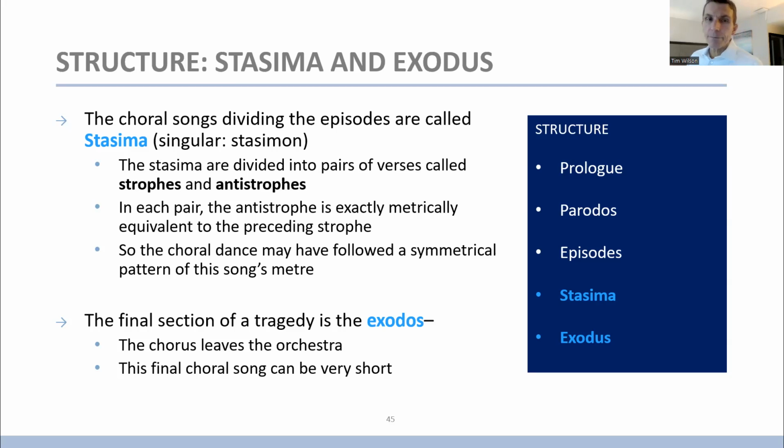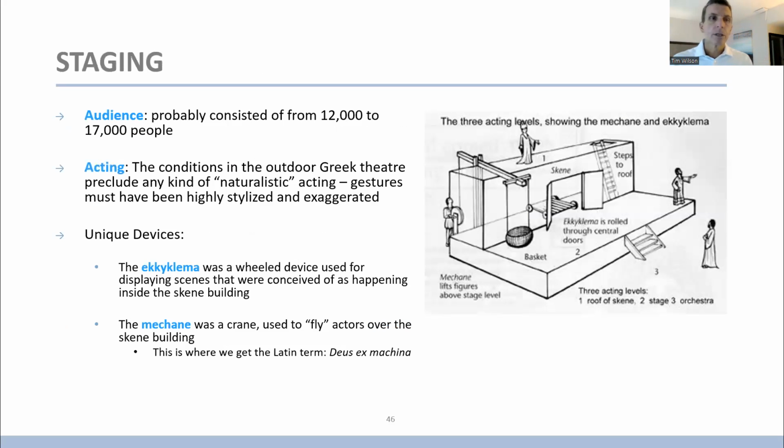So the choral dance may have followed a symmetrical pattern of the song's meter. For instance, during the strophe, maybe they danced a certain dance to the right, and then during the antistrophe, maybe they danced in a kind of mirror pattern to the left. The final section of the tragedy is the exodus. The chorus leaves the orchestra, and the final choral song is usually very short.